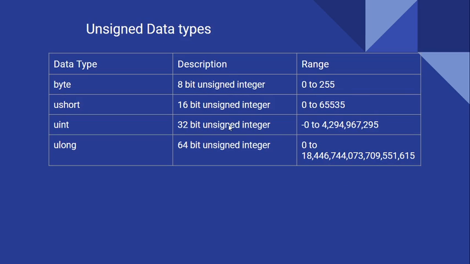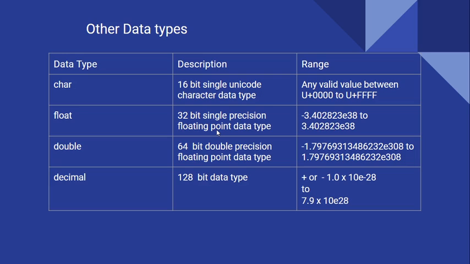Similarly, in the case of unsigned data types, byte is one of the unsigned data types, which is 8-bit unsigned, and see the difference. It can store only positive values, starting from 0. It can store from 0 to 255. Similarly, ushort, which is 16-bit, can store from 0 to 65,535. Similarly, uint, which is 32-bit, can store this much, and ulong, which is a 64-bit unsigned integer, can store this much.